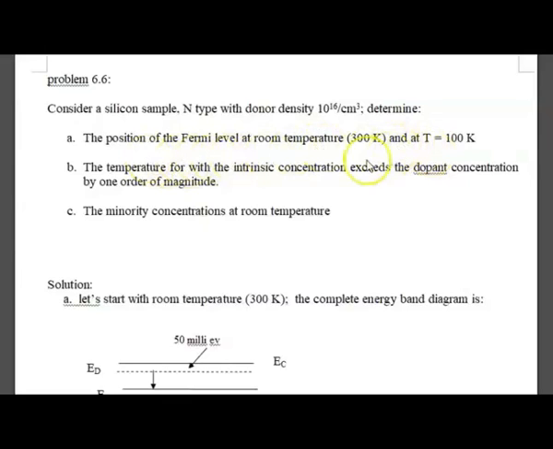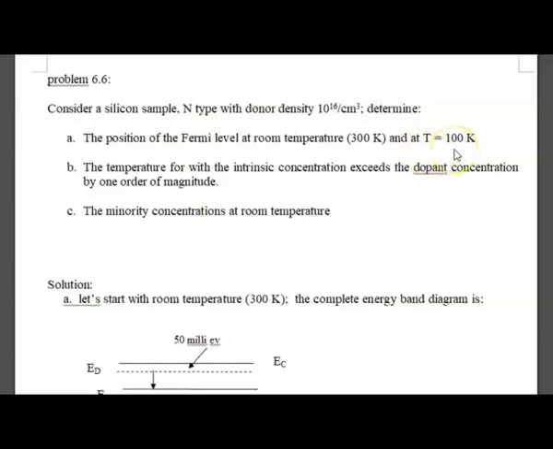However, we're going to look at temperature. We're going to look at the position of the Fermi level at room temperature, 300 Kelvin, and a much lower temperature, 100 Kelvin. 100 Kelvin is about 30 degrees or 25 degrees above the temperature of liquid nitrogen. So we're getting close to the temperature of liquid nitrogen.